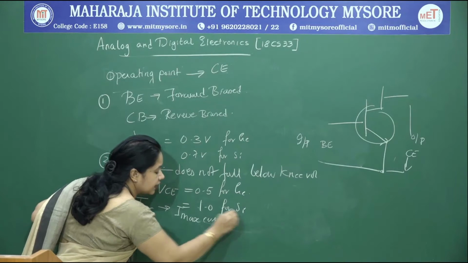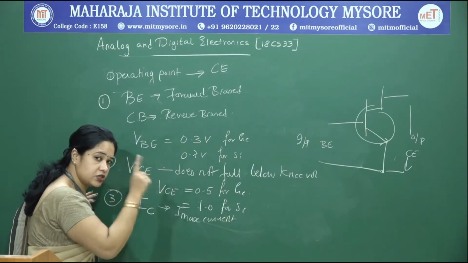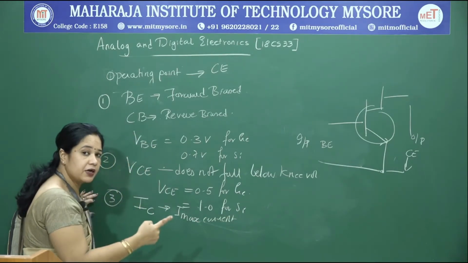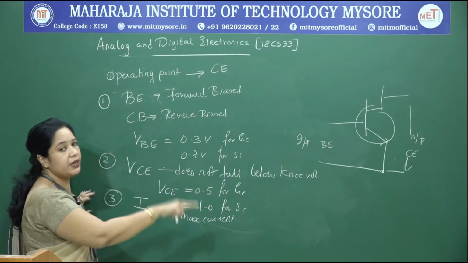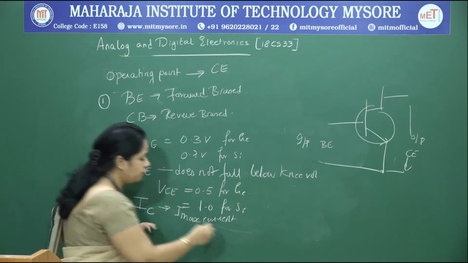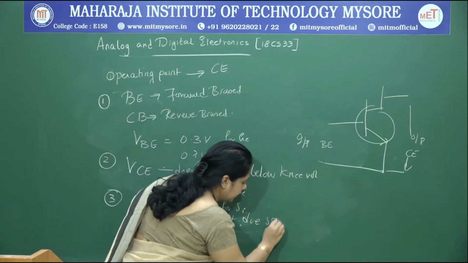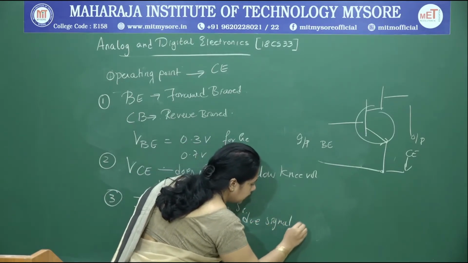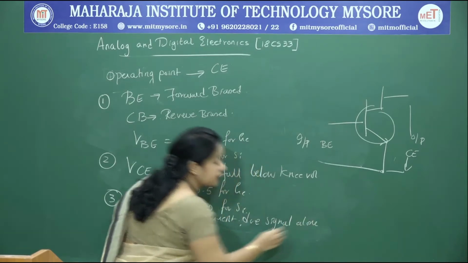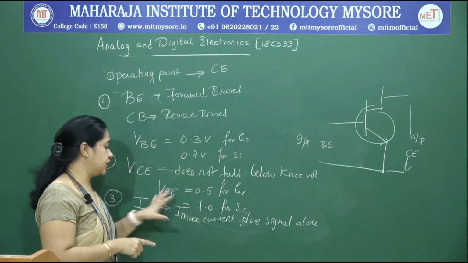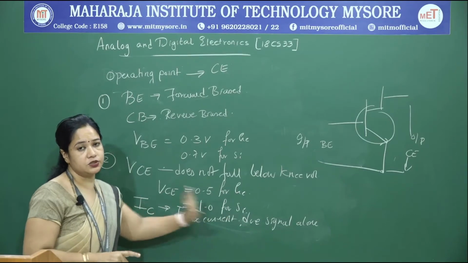So you should see to it that the collector current in the circuit is always equal to the maximum collector current which would be in the collector due to signal alone. Without any bias, when you apply signal alone, there is some collector current flowing in the collector, and you should see to it that collector current is always equal to this value.